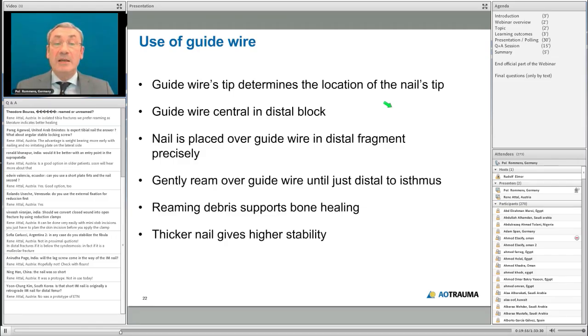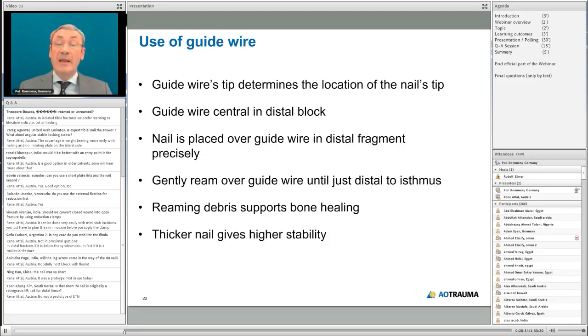What are the advantages of the use of a guide wire? The guide wire's tip determines the location of the nail's tip. So when we place the guide wire centrally in the distal block, just above the ankle joint, the nail will be placed over the guide wire and will find exactly the same position. If we ream over the guide wire, we will have the additional advantage of the reaming debris that supports the bone healing.